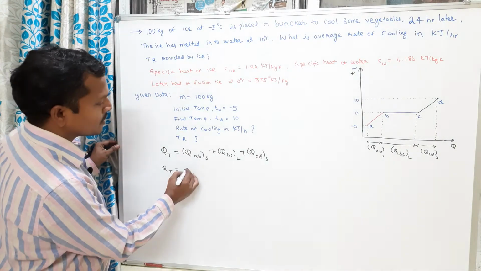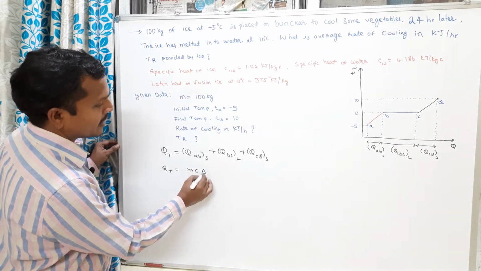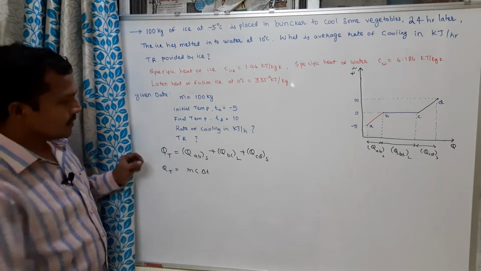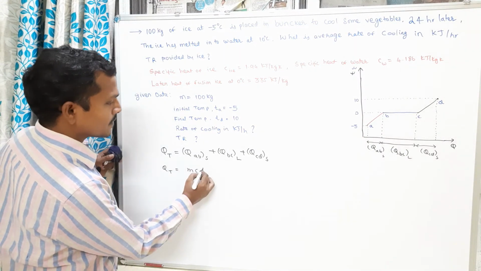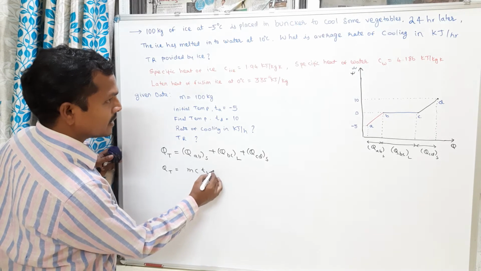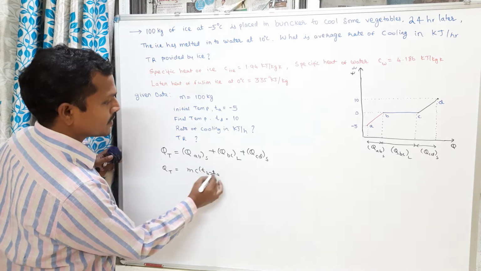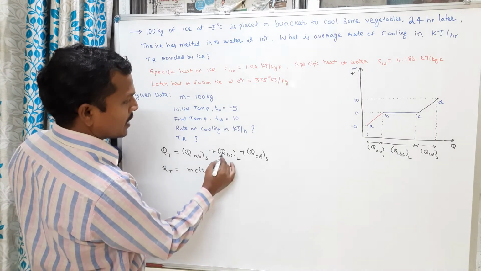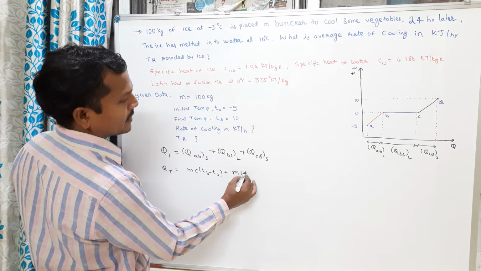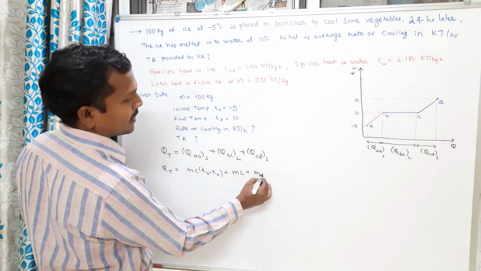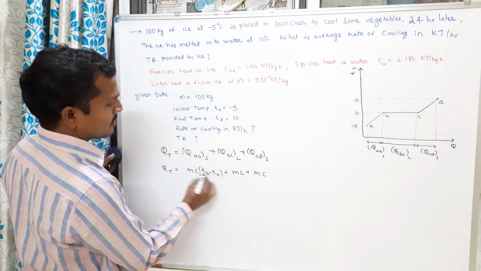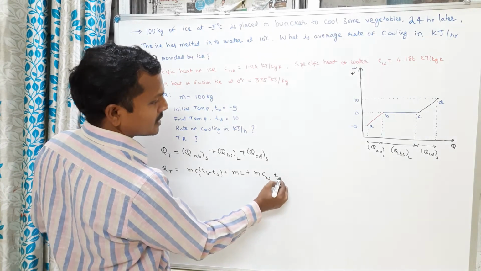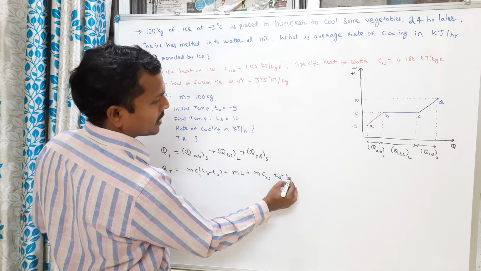The sensible heat formula is equal to MC delta T. The delta T means the temperature at B minus the temperature at A. Next, latent heat is equal to M into L. Next, sensible heat is equal to MC delta T, this one for water, that is the change in temperature from temperature at point D minus temperature at point C.